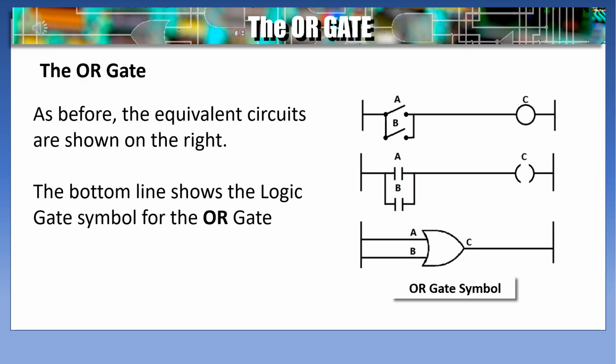As before, here are the equivalent circuits for an OR gate. Again, we have the two inputs in parallel. Either one of them or both will turn on our output. The bottom line shows the logic gate symbol for the OR gate. Notice its shape is different than the AND gate.